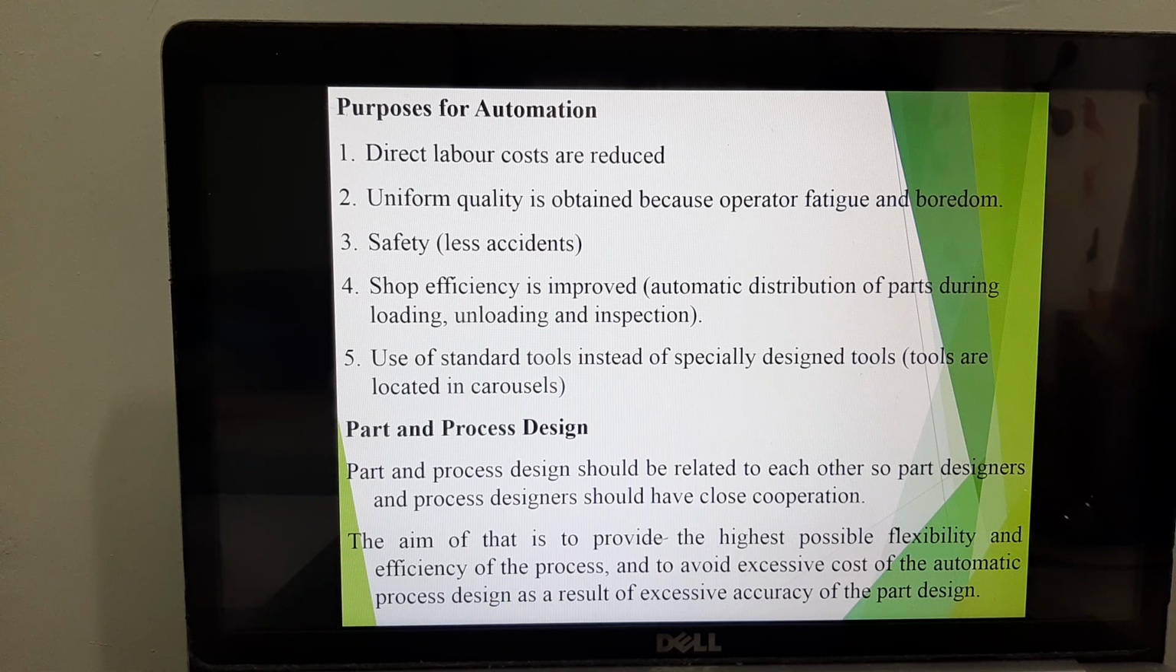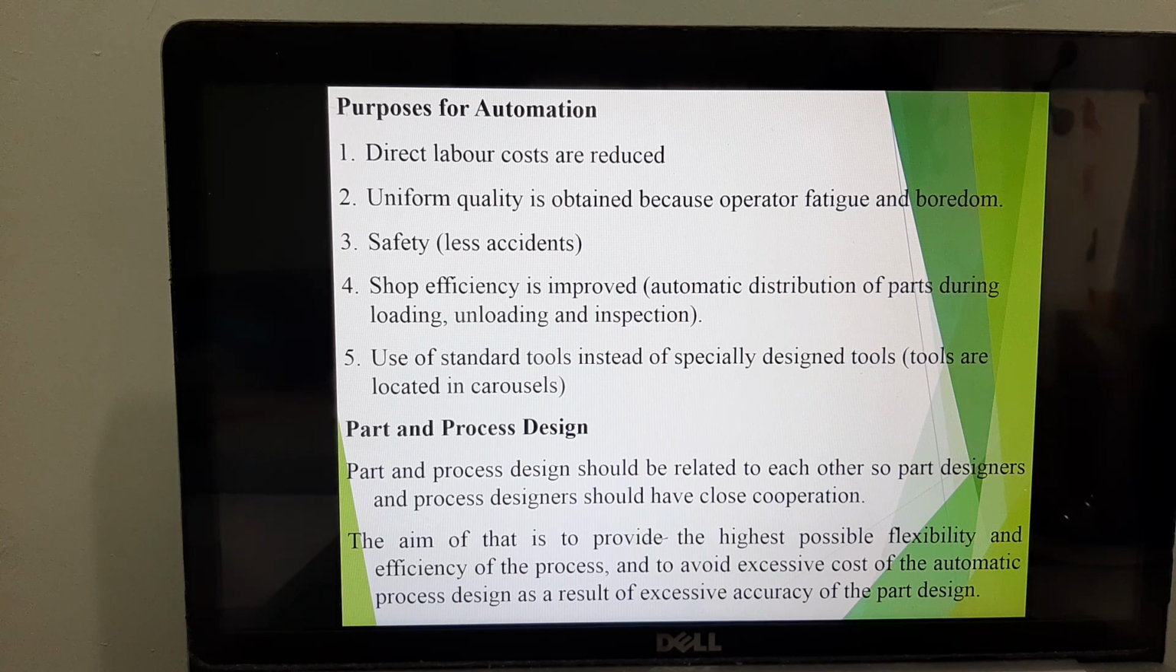Safety: there will be fewer accidents. When humans are tired, they tend to make mistakes. They may accidentally slip off. They may accidentally put their hand into the machine, causing injuries, which will not happen when robots are involved. When robots are used, everything is pre-programmed. They already have the defined paths and they can move accordingly.